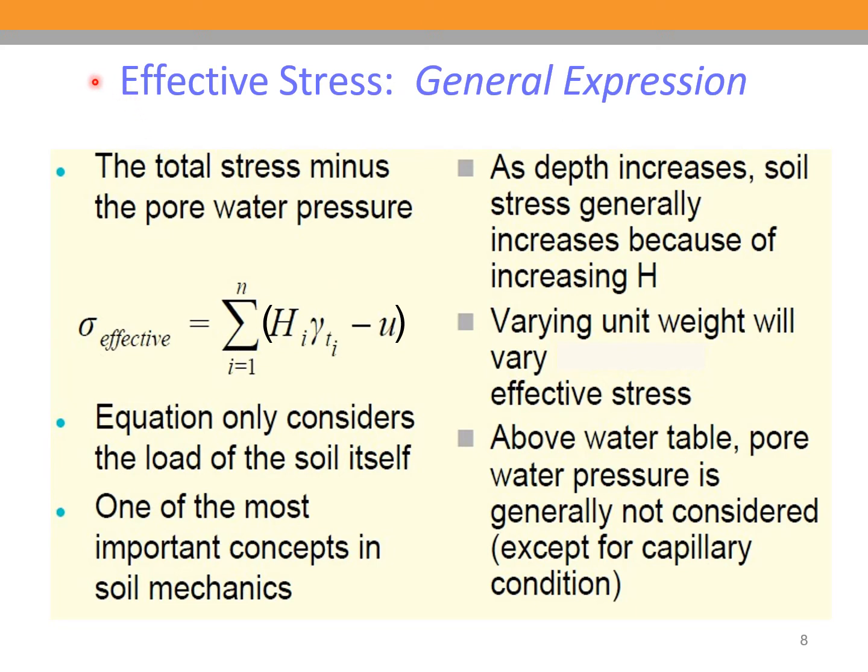Now the effective stress. The total stress minus the pore water pressure, that is the effective stress. So sigma effective, if you have a number of layers, is the summation of H1 multiplied by gamma T1 and so on, minus pore water pressure. The equation only considers the load of the soil itself. This is one of the most important concepts in soil mechanics, also called the effective stress principle.